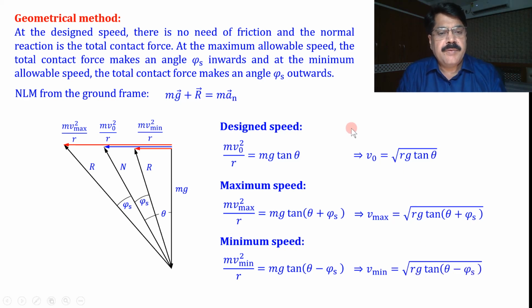Now you can see why I am saying that these relations are very simple to remember in this form. Without friction, root of g R tan theta. With friction, maximum, theta plus phi s. With friction, minimum, theta minus phi s.